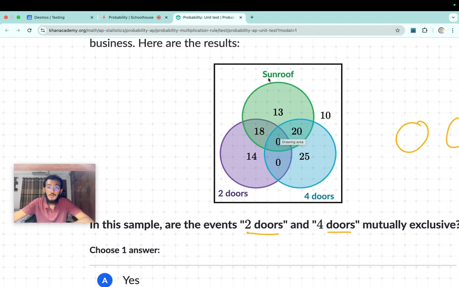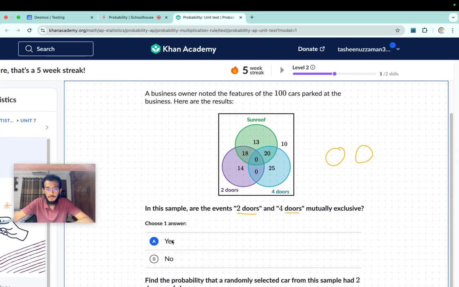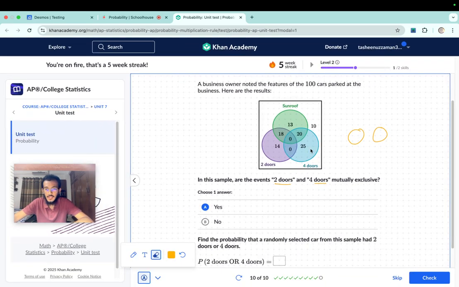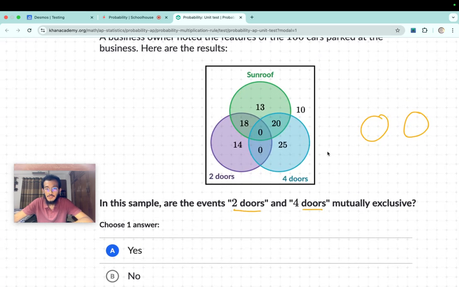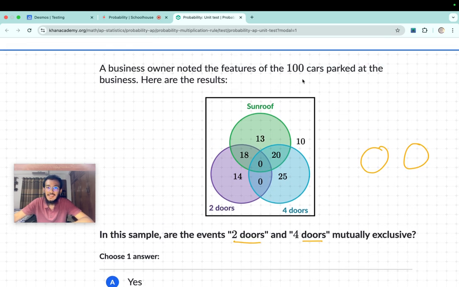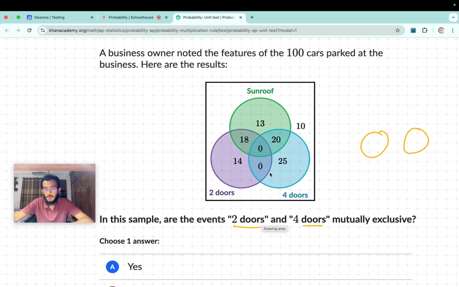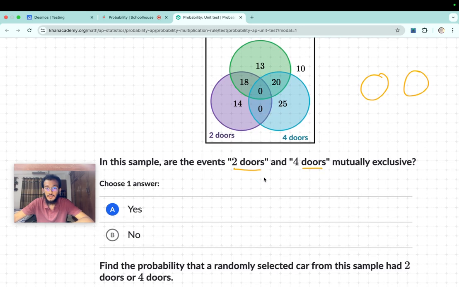To include the sunroof, because you have the intersection of sunroof and two doors and sunroof and four doors, you have to use this notation. I get it. So mutually exclusive means you cannot have any intersection, which is the case here. There isn't any data that represents having both two doors and four doors. This is four doors and sunroof. This is only four doors, two doors, and four doors and sunroof. You have zero.